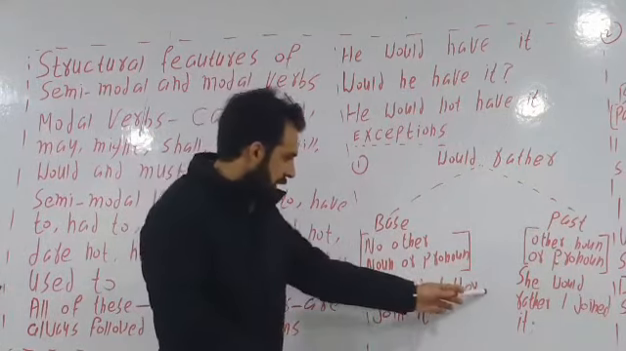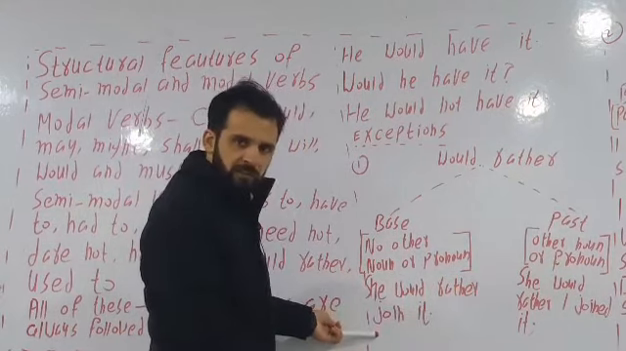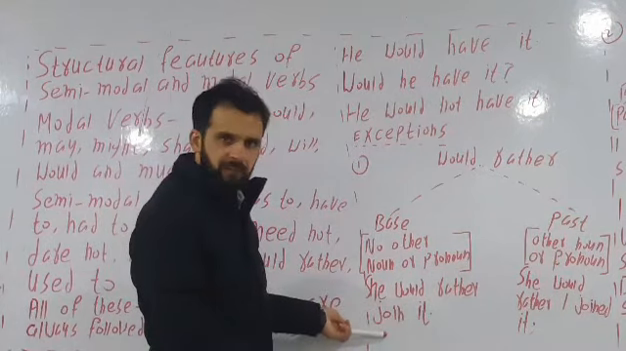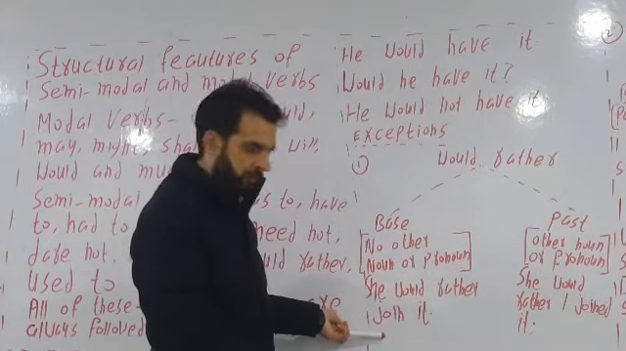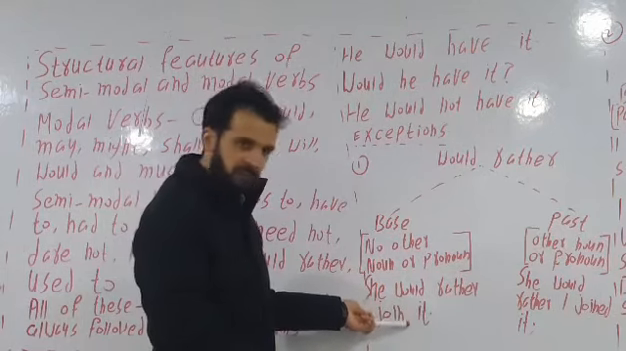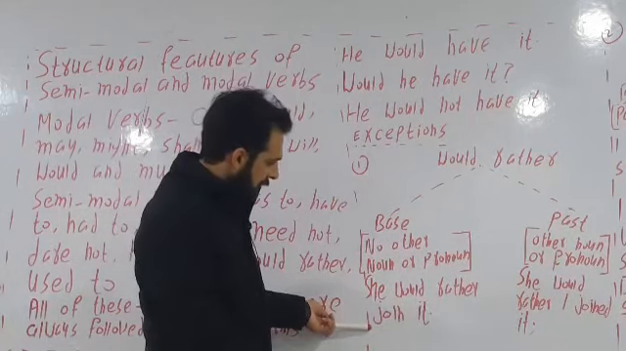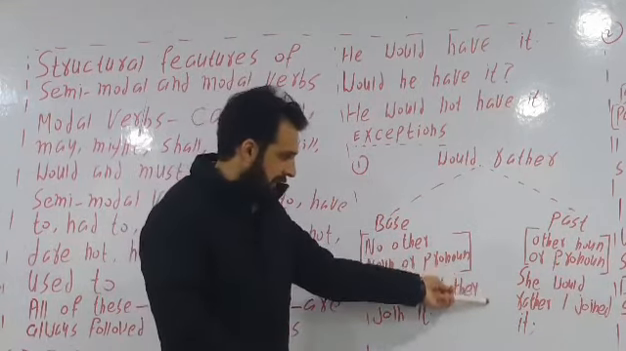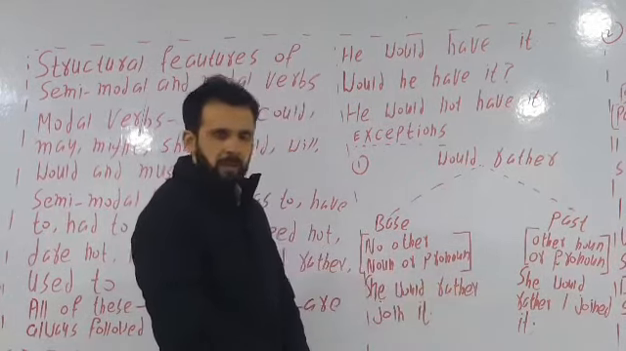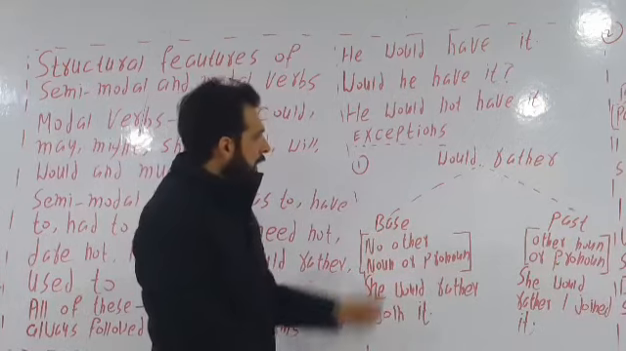Here, after would rather, we don't have another noun or pronoun, so we will use join, which is the base form of the verb. Because we do not have any prefix or suffix with it, we can add all of these. We can add ing, joining. We can add s, joins. We can add ed, joined. We can add to, to join. Here, because we do not have any other noun or pronoun, any other subject after would rather, we have used the base form of the verb.